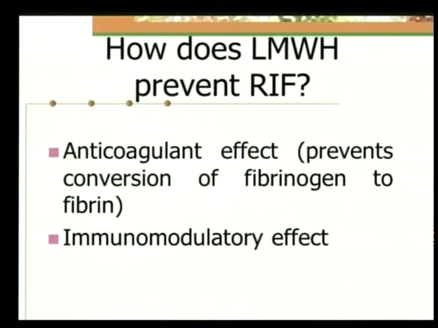Now, coming to the first question, how does low molecular weight heparin prevent recurrent implantation failure? We know that in the body, coagulation is a chain of events involving various protease enzymes, ultimately leading to the conversion of fibrinogen to fibrin. Heparin or low molecular weight heparin acts at many levels in this coagulation cascade, inhibiting the conversion of fibrinogen to fibrin and ultimately forming a clot.